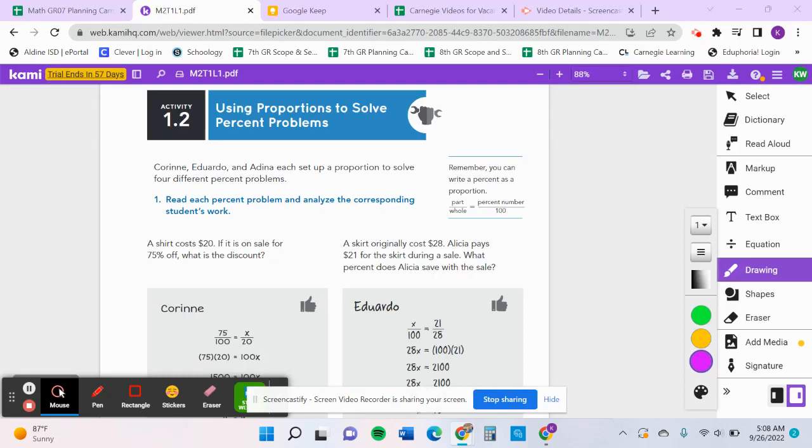Welcome. This is Module 2, Topic 2, Lesson 1. This is Activity 1.2, where you're going to be using proportions to solve percent problems. I'm going to go ahead and read.